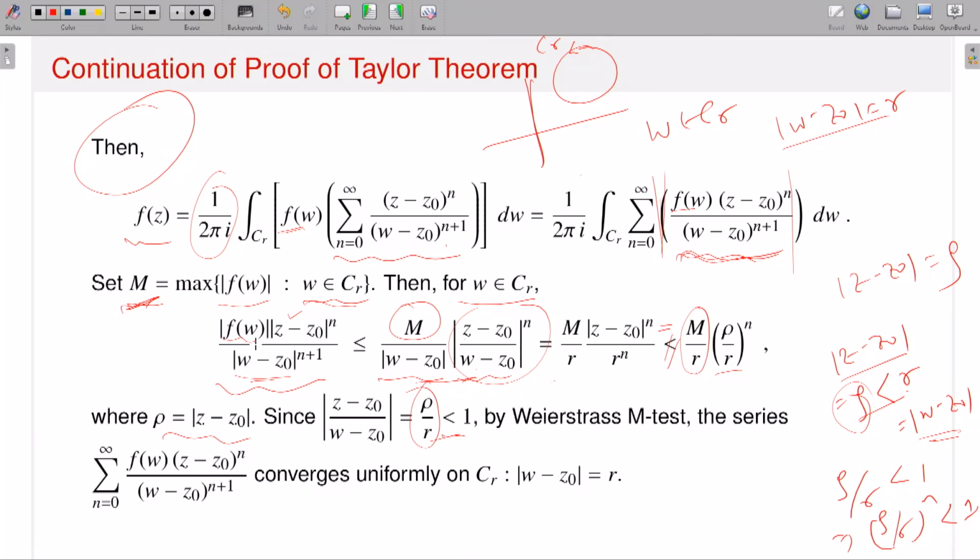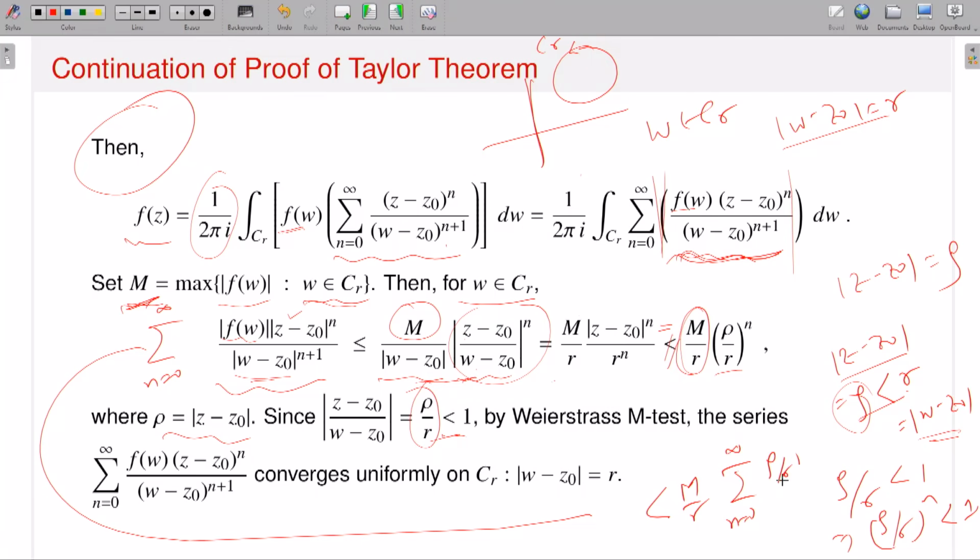Now you see, this is the nth term of my summation. If I take the absolute value, this is dominated by some constant, M is constant, R is fixed. So this is dominated by rho by R to the power n. So if I take the sum over n from 0 to infinity, this sum is dominated by M by R, keep as it is, then the sum from n equals 0 to infinity of rho by R to the power n. But what is it? This is the M test.